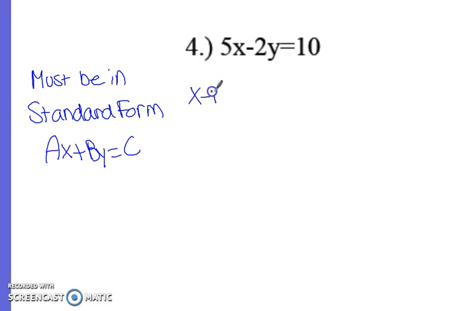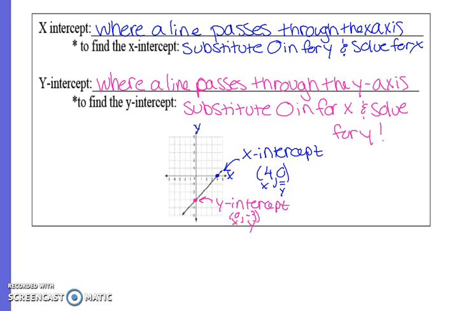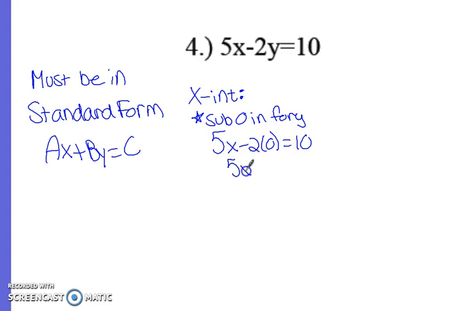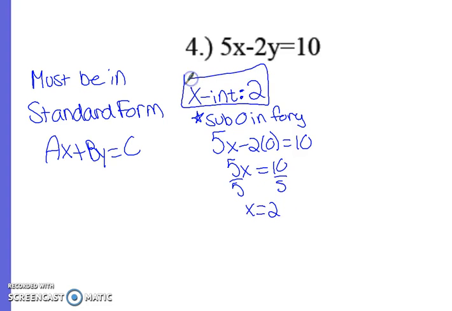So remember, to find your x-intercept, if we look back a couple of slides, we're going to substitute 0 in for y. Maybe make yourself a little note: sub 0 in for y. So I have 5x minus 2 times 0 equals 10. So 5x equals 10. Divide by 5, divide by 5, x equals 2. So my answer is that my x-intercept is 2.